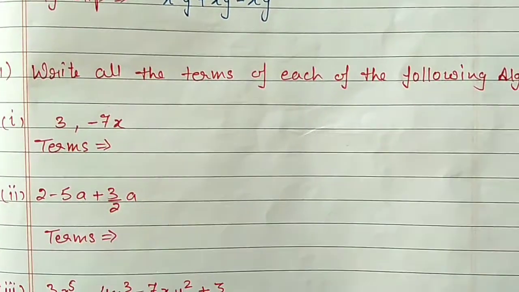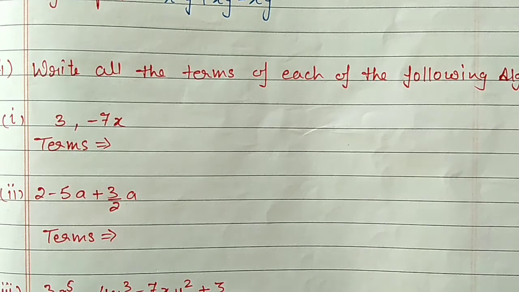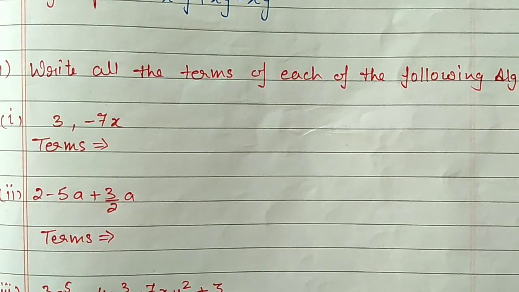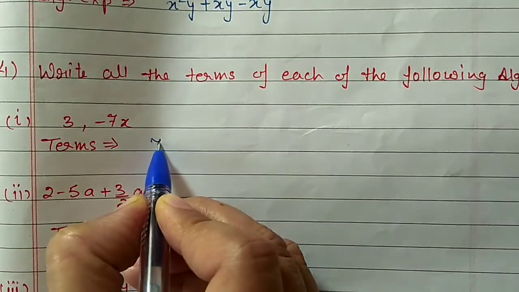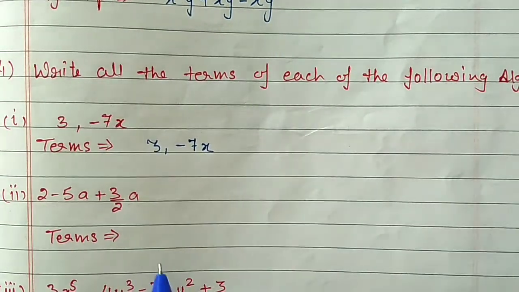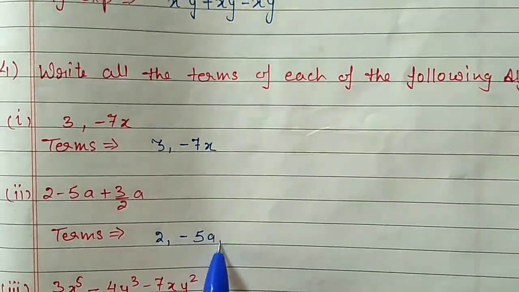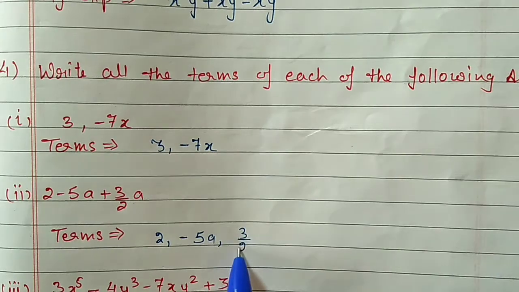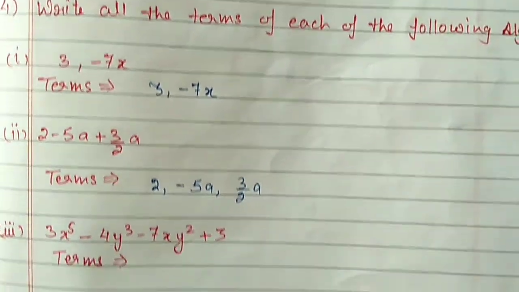Next, question number 4, write all the terms of each of the following algebraic expressions. This is the reverse of the above question, so we have to write the terms here. 3 minus 7x: one term is 3, another term is minus 7x. In the second one, the first term is 2, the second term is minus 5a, and the third term is 3 by 2a. The plus symbol is not necessary to mention.